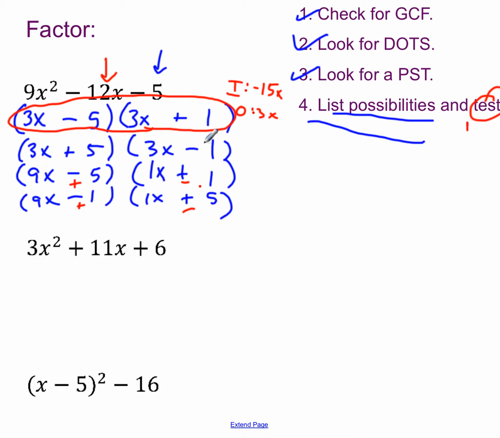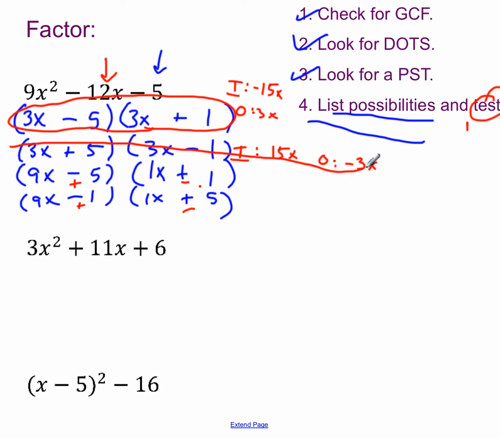So you can stop because you know your answer. But sometimes people put the correct answer last, so you end up testing. Let's test the second one so you can see what I mean. The inside gives me +15x. The outside gives me -3x. Well, if I combine those, I get +12x, which is not my middle term. So I would have crossed that one out.